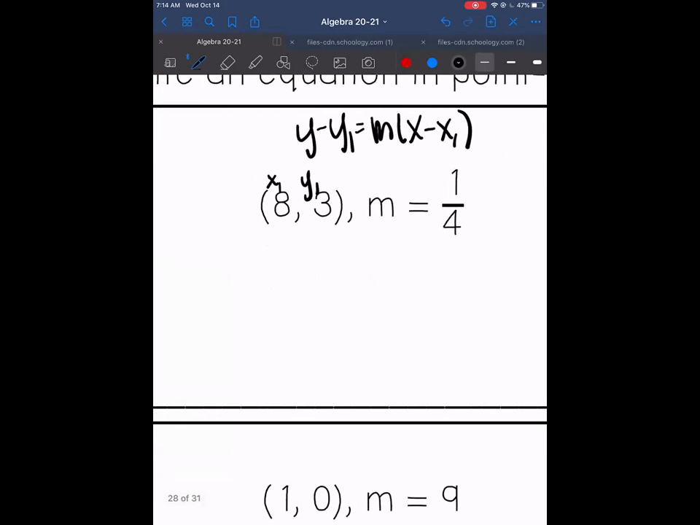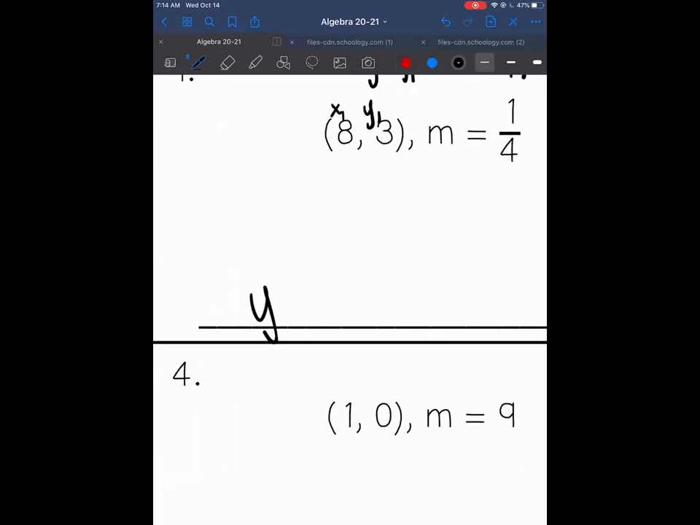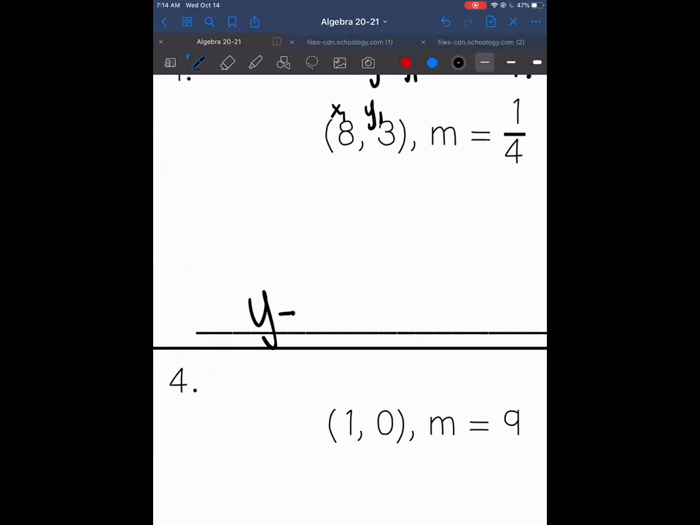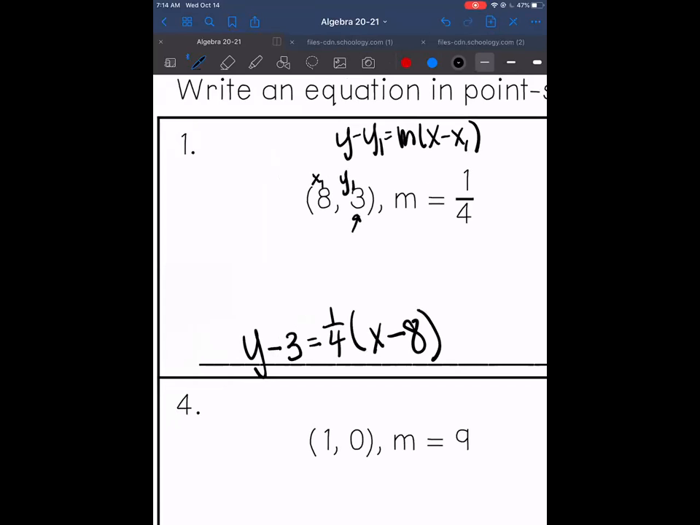I'm going to write y and then subtract my y1, so we're doing this one first, 3, equals my m, which is 1/4, times x minus the x coordinate. And that is our point slope form.